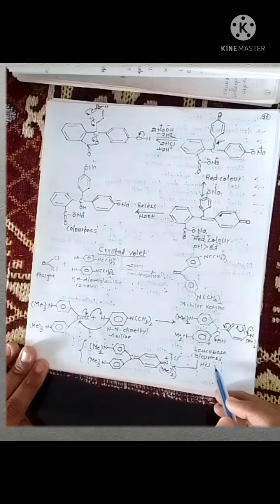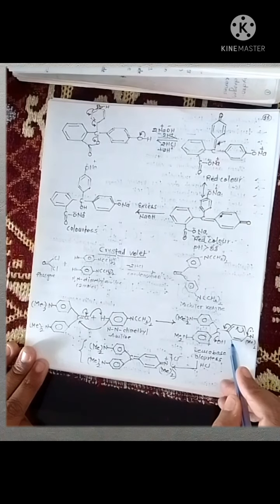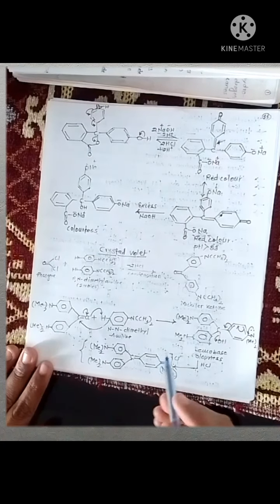Leuco base is a base. It is colorless. Then this leuco base is reacted with HCl. Since it is a base and HCl is an acid, they are going to form a salt. And this is the structure of crystal violet dye. If we closely see the structure of crystal violet dye, it is a triphenylmethane dye, because the triphenylmethane group is present in the structure.